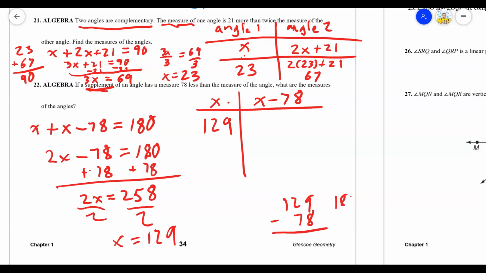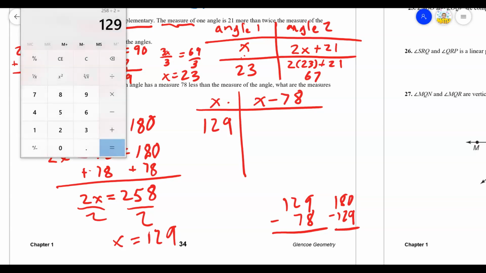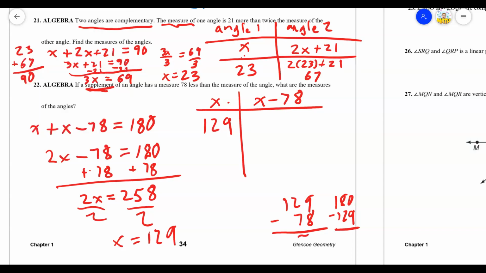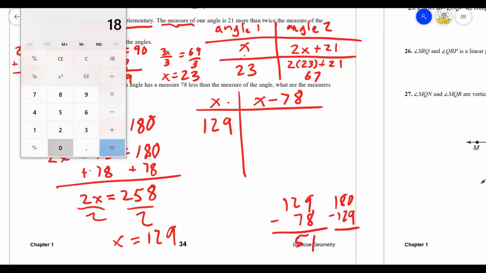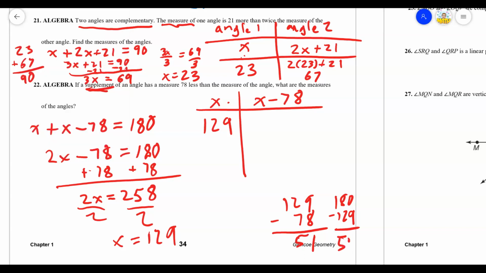Or we know they're supplementary, so we could do 180 minus 129. We should get the same answer for both of these. Let's see. If I do 129 minus 78, I get 51. And what do we get if we do 180 minus 129? We get 51. Okay, so either way, think about it. I needed two angles that added to 180 and their difference was 78. That's how we get to that.